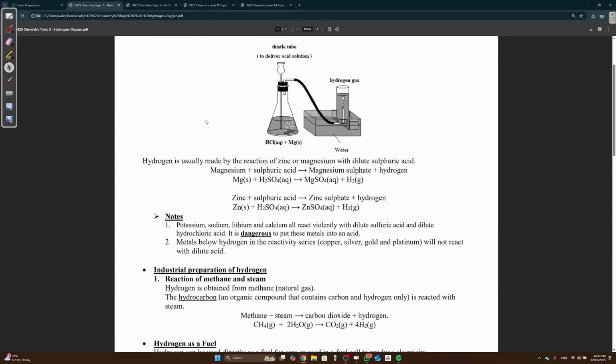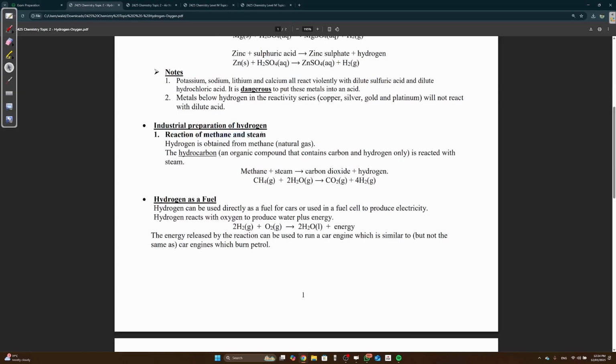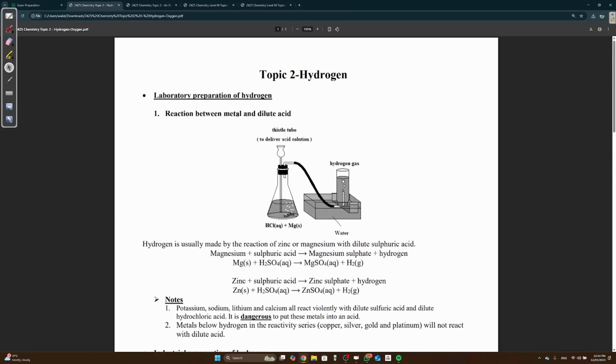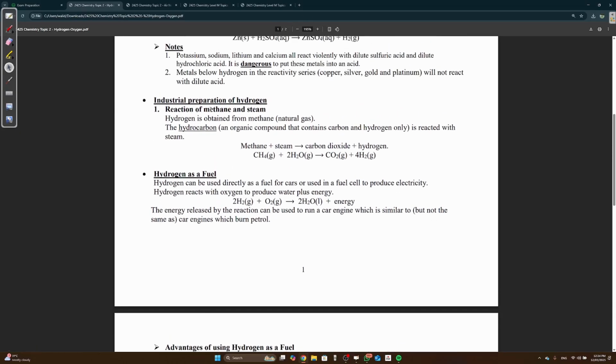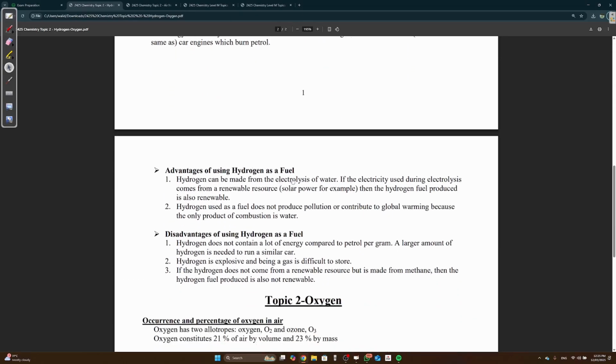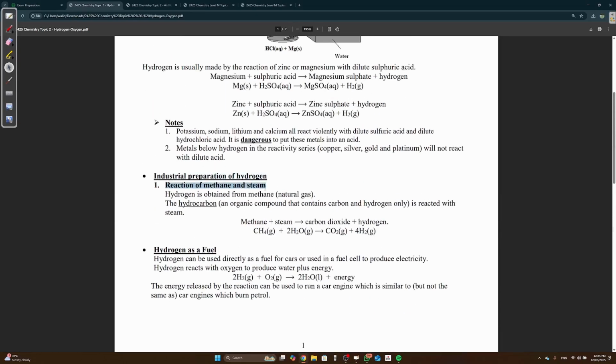Remember, we agreed that you can get hydrogen from methane, right? And the reaction with metal. But we don't use the reaction with metal. We only do this in the lab. But industrially, how do you get hydrogen? You get it from the breakdown of methane and steam, or the reaction of methane and steam. But you can also get it from the electrolysis of water. But the more common method is this reaction of methane and steam.